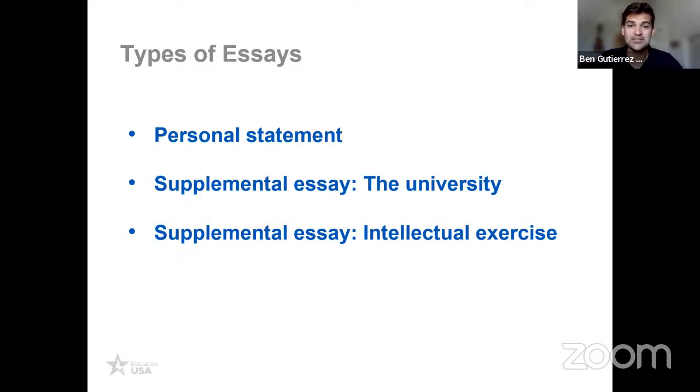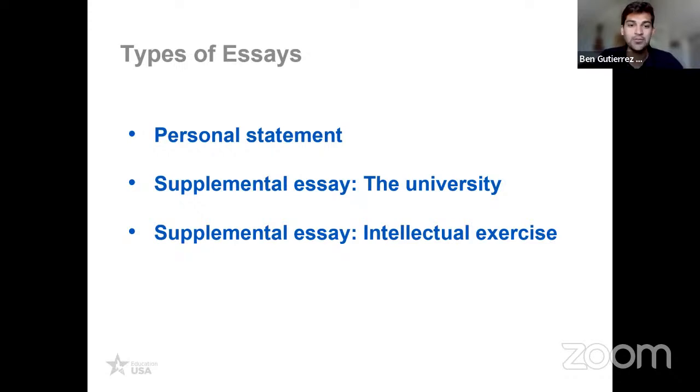Supplemental essays may or may not be something that a university requires as a part of their application. Some universities don't have them at all. Some universities have one supplemental essay. Some universities have a series of essays that you can choose from. So it just depends, and it's a good question to ask universities when you are applying or learning more about them.